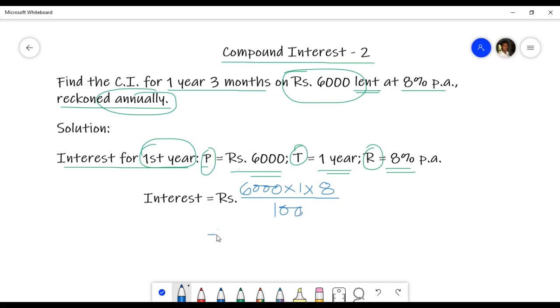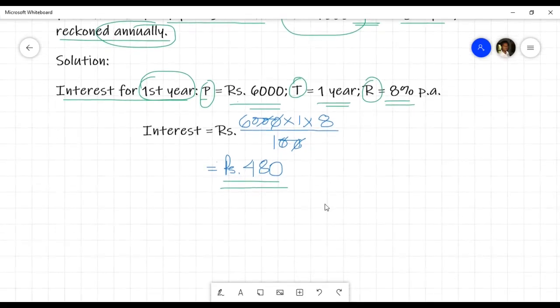And when we simplify it further, I hope you know how to cancel or divide it, the answer that we will be getting is rupees 480. So 480 rupees is the interest for the first year.